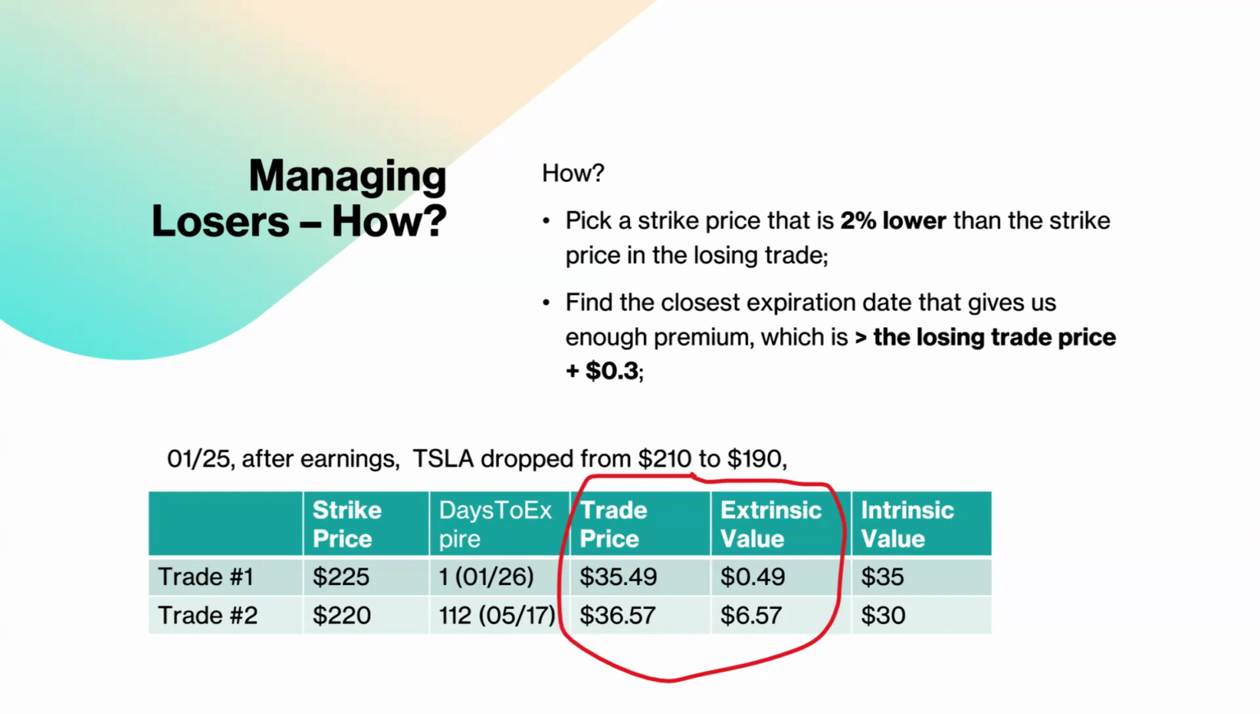This is how we roll out the losing trade.